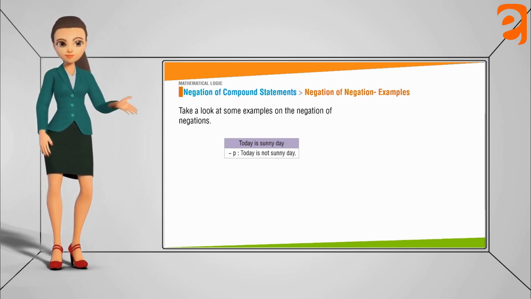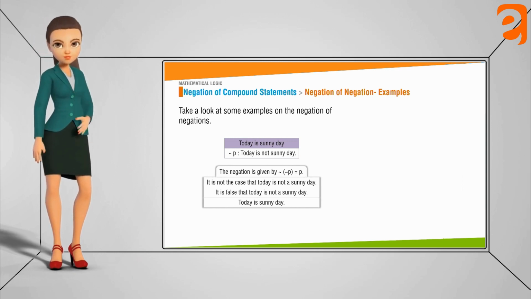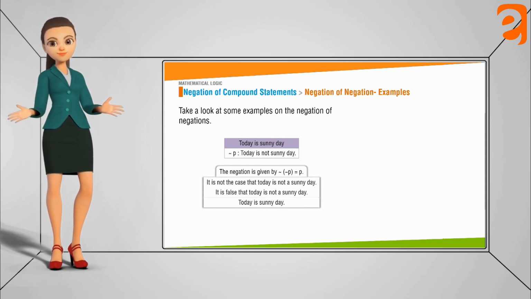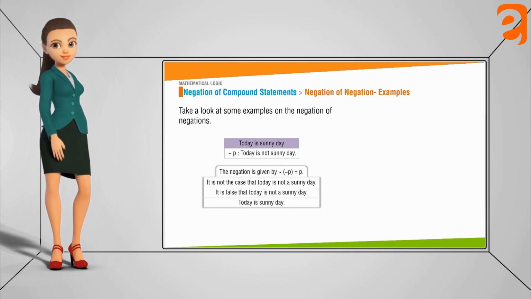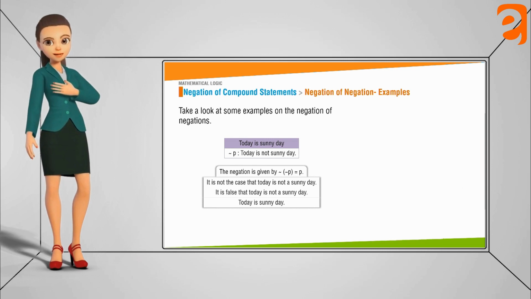Similarly, you can have this example: today is a sunny day. Today is not a sunny day. If you take the negation of this again, it comes out to be: it is not the case that today is not a sunny day. It is false that today is not a sunny day, or today is a sunny day.